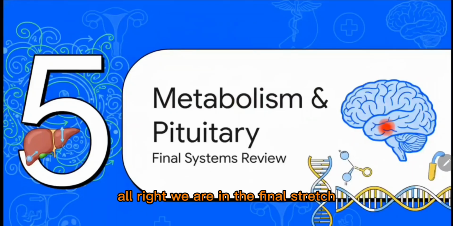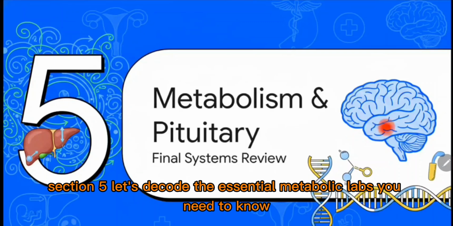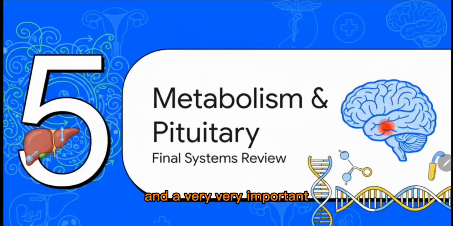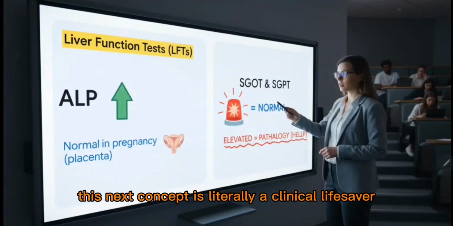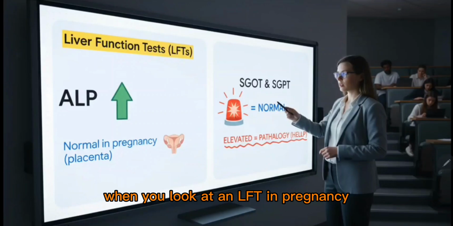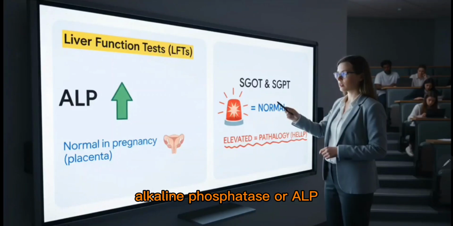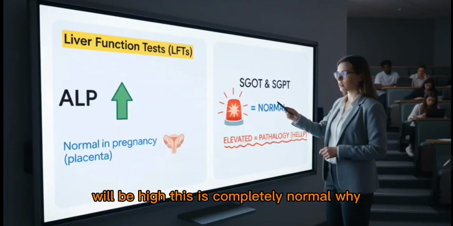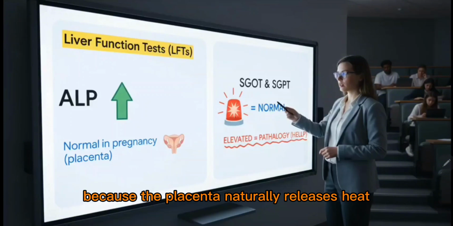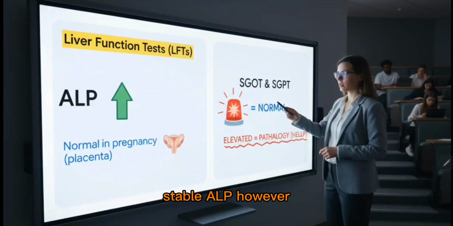All right, we are in the final stretch, section 5. Let's decode the essential metabolic labs you need to know and a very, very important pituitary pathology. This next concept is literally a clinical lifesaver. When you look at an LFT in pregnancy, alkaline phosphatase, or ALP, will be high. This is completely normal. Why? Because the placenta naturally releases heat-stable ALP.